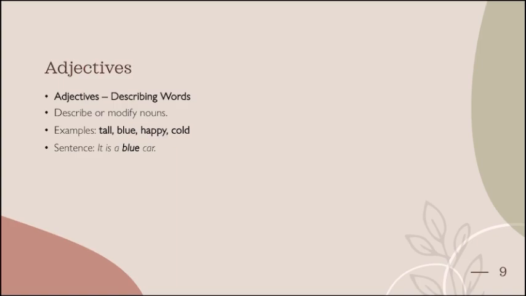The next part of speech is adjectives. Adjectives are nothing but the describing words which describe or modify the noun. For example, tall, blue, happy, cold. It is a blue car, right? Car is our noun, and blue describes the noun, right? So it is a blue car.